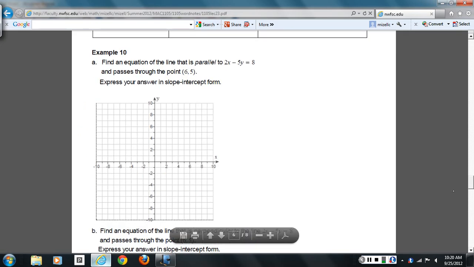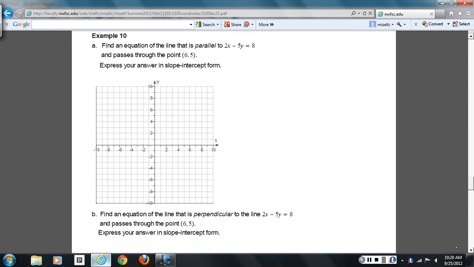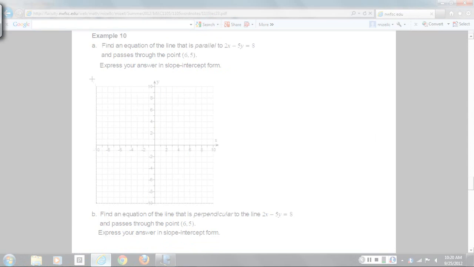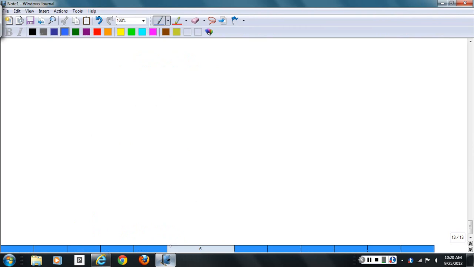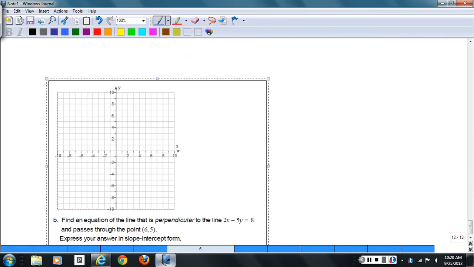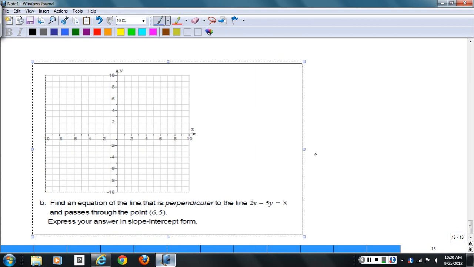Example 10, A and B involve the same type of process. Basically, it amounts to figuring out the slope in order to do this. So I'm going to omit the A part and just do the B part, which actually involves an extra step. In example 10, we're given an equation of a line, and we want to find an equation of a line that's perpendicular to that and that goes through a particular point.